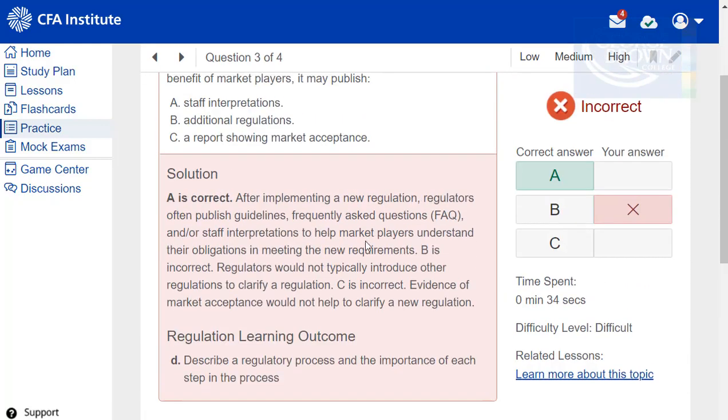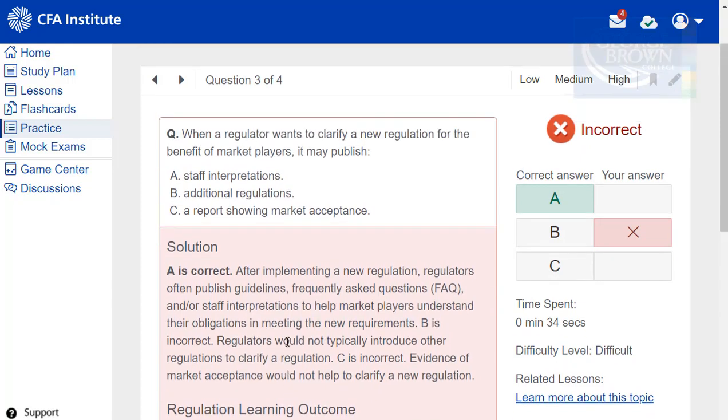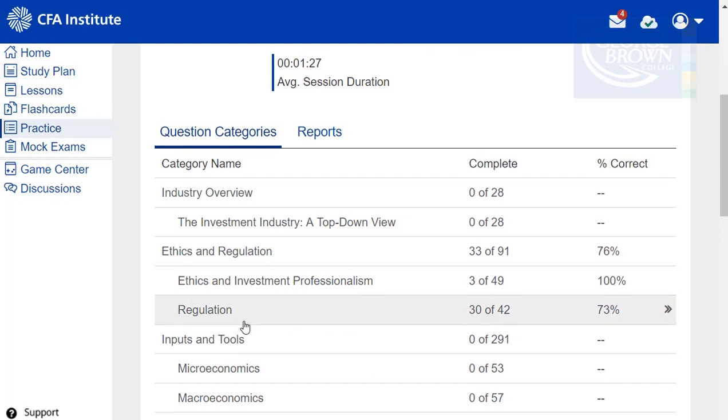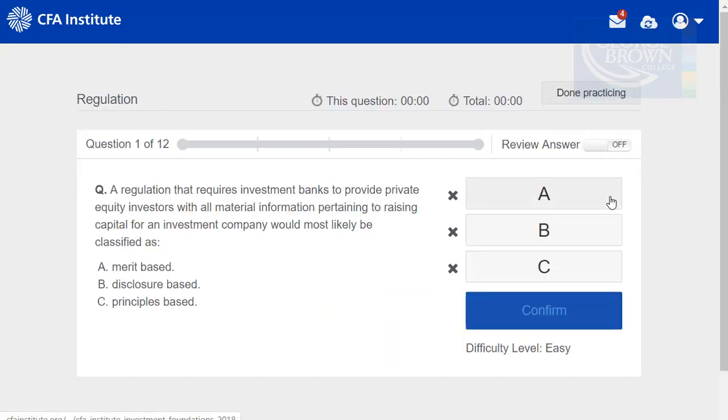So you can see here I'm doing my review after I've gone through a series of questions. Okay, so again, that functionality is in there. When you're doing your practice, you're going to review the answer immediately after doing the question, or turn it off and do a series of questions and go back and do your review.